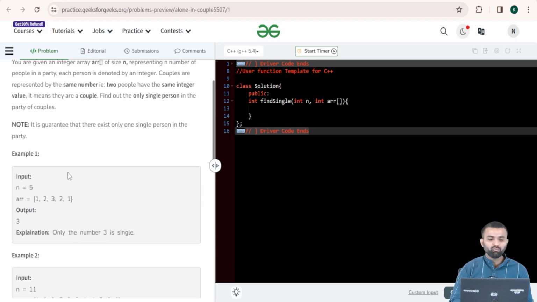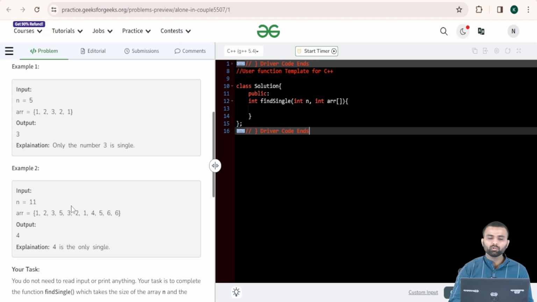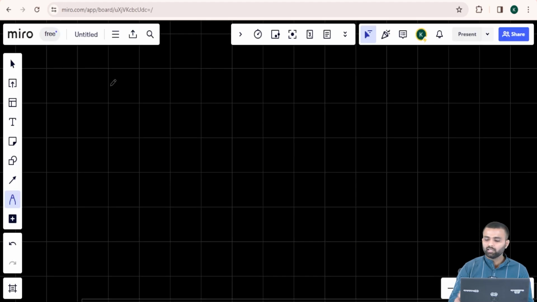In the first example, we have n equal to 5 and the array is 1, 2, 3, 2, 1. Here 3 is a single element, so we have to return that number. In the second example, we have n equal to 11 and our array is 1, 2, 3, 5, 3, 2, 1, 4, 5, 6, 6. And 4 is single, right? We have to return 4 as the output. Okay, so let's take the first example.